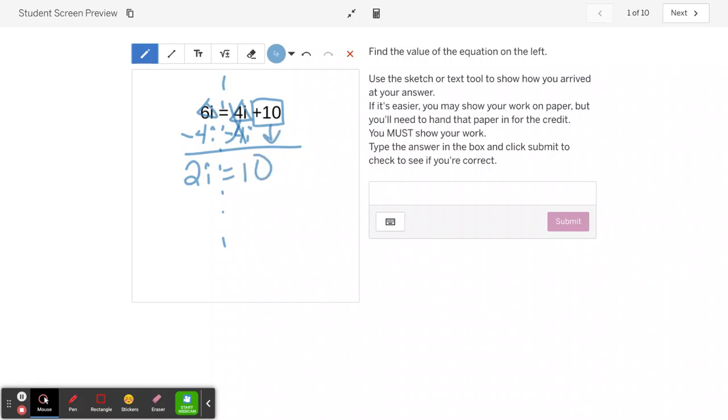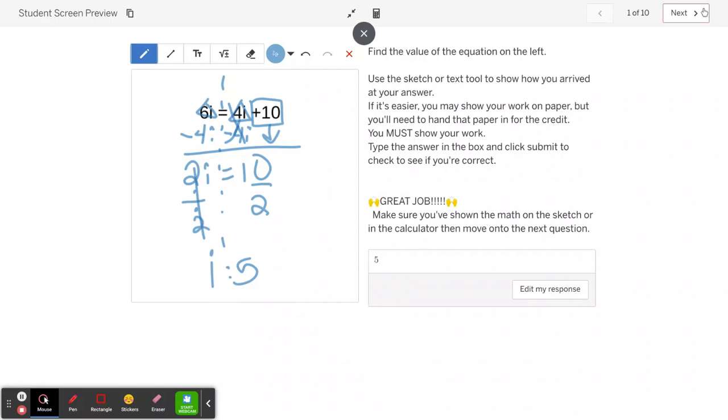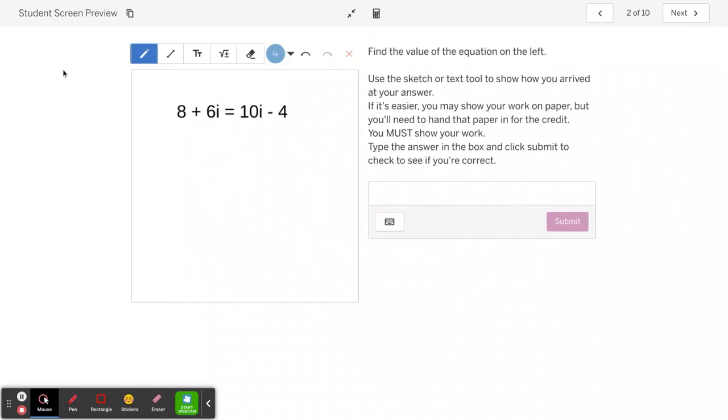Now I've got something that you should be like, oh yeah, I already know this answer. Last step, this means 2 times i. So to solve it, divide both sides by 2. i equals 5. Yep. Let's take a look at slide 2.